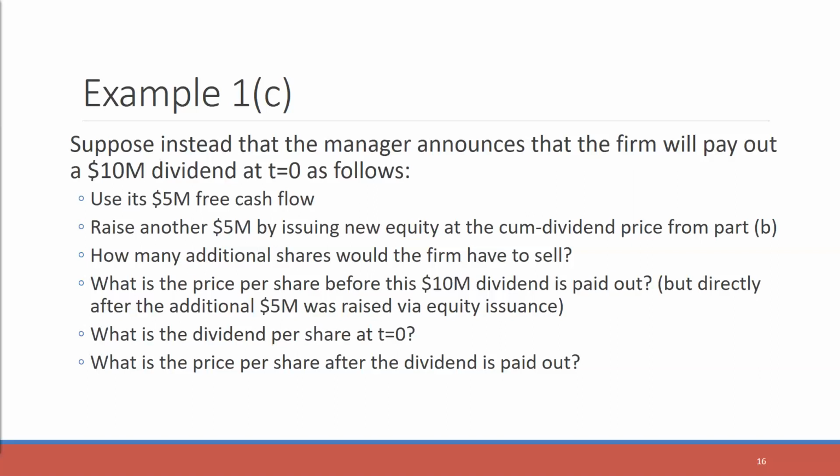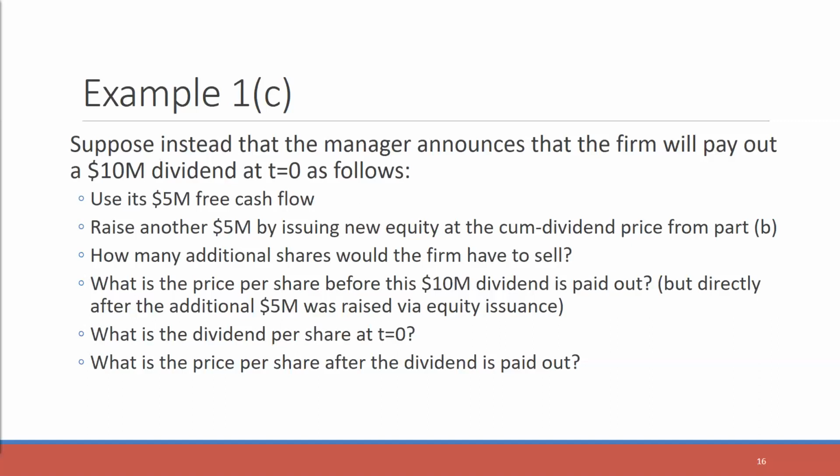And remember, you have to account for the 1 million shares we had outstanding plus the additional shares that we had to issue in order to raise this 5 million. So what is the dividend per share at time t0? Our dividend per share at time t0, this is after we've issued additional shares to raise 5 million in order to pay for a larger dividend, is going to be $9.17.